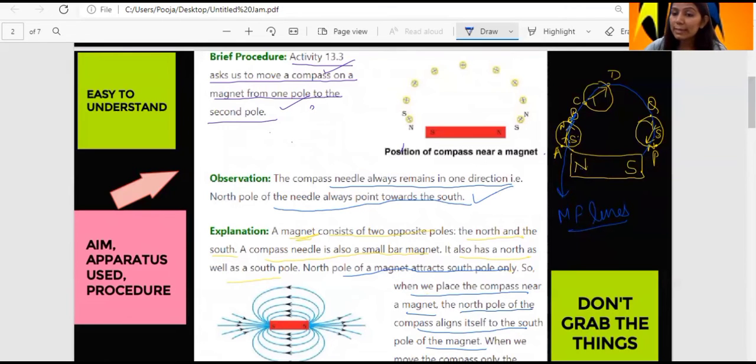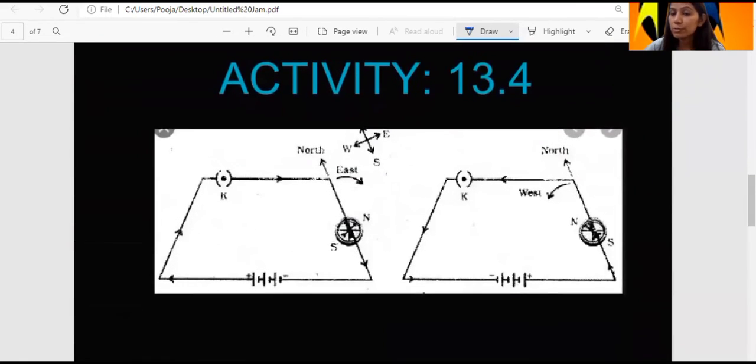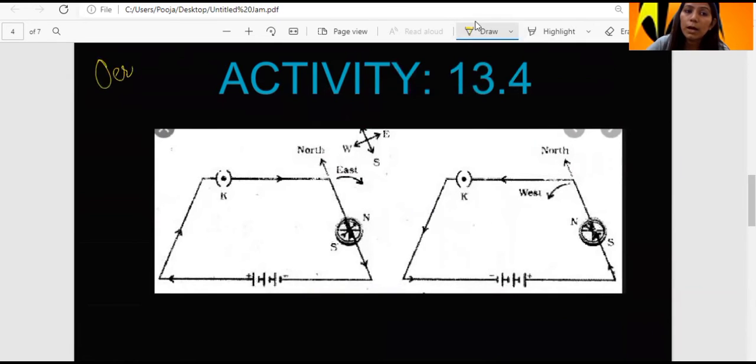So now come to the next activity. Two activities we will study today. 13.3 we have done. Now it is 13.4 that you will have to study. This is activity number 13.4. Actually, this was the activity which was given by the scientist Oersted. What is the name of the scientist? Oersted. Oersted has given this activity.